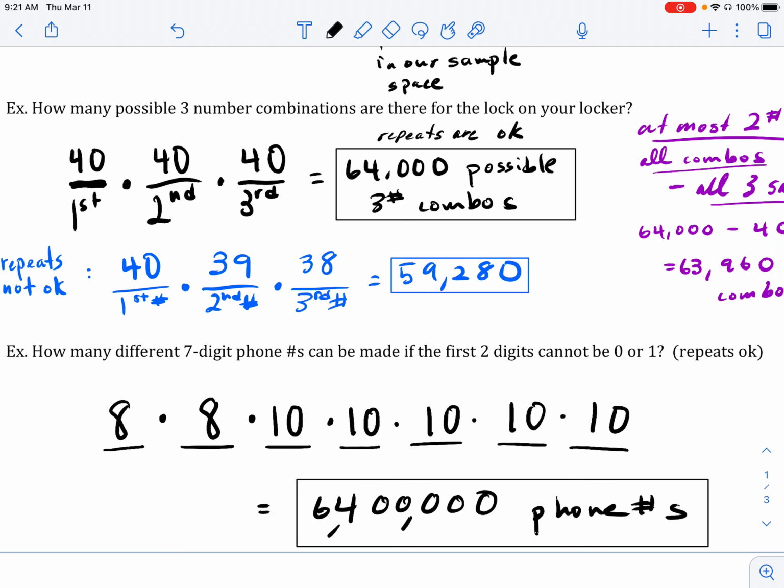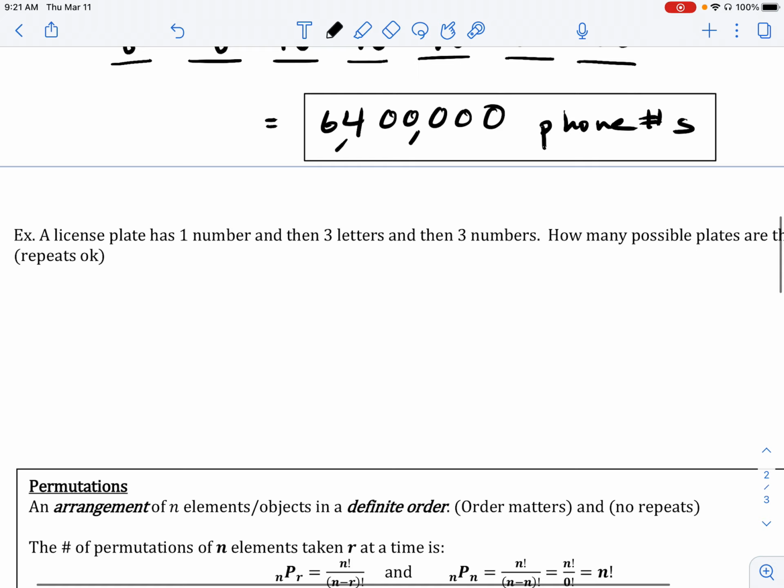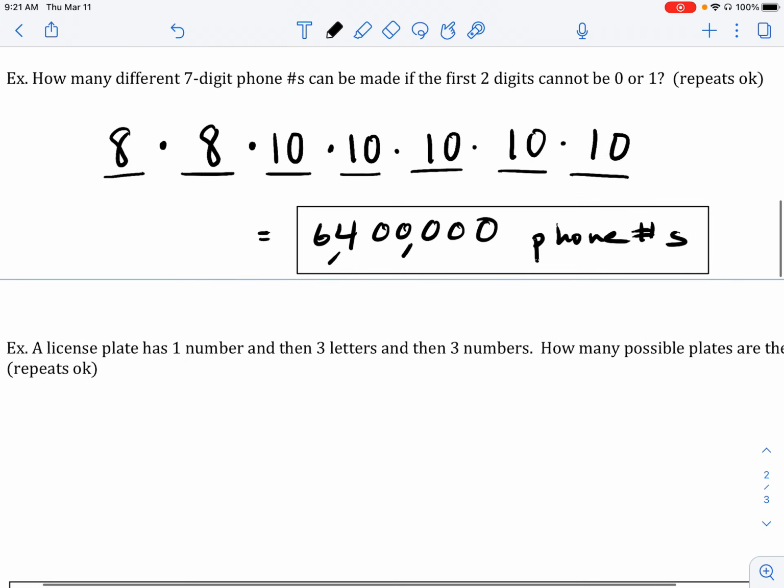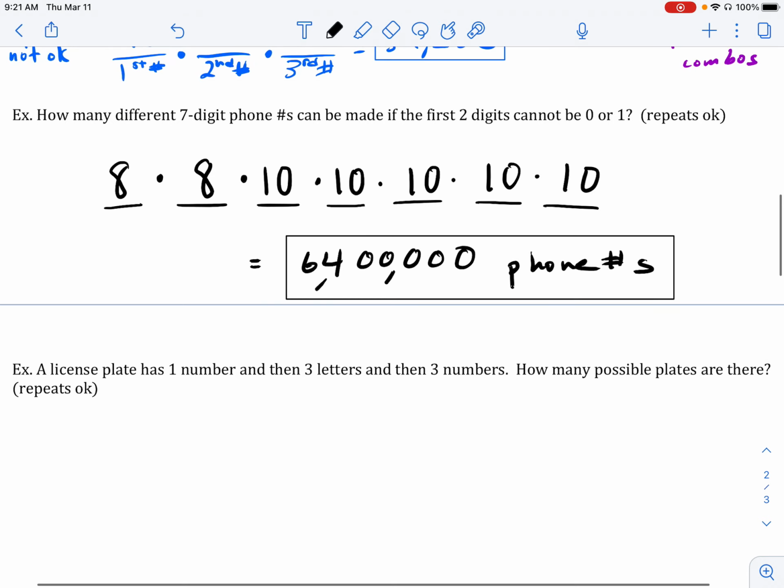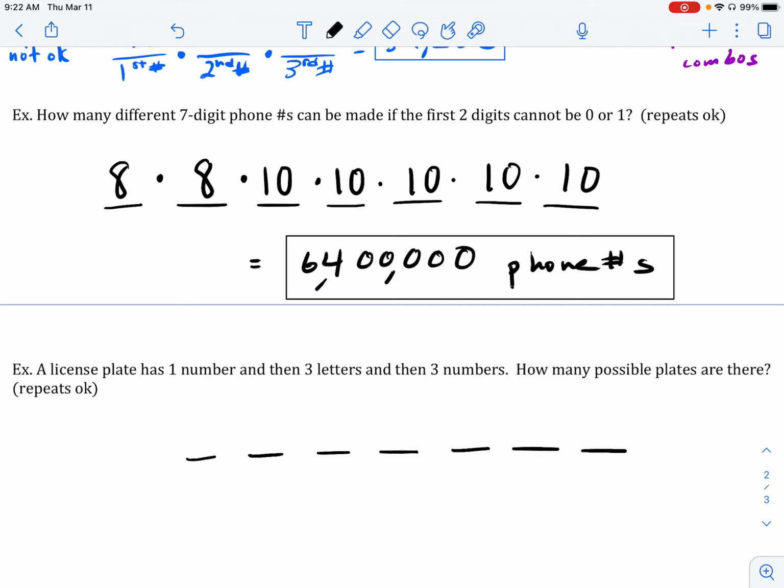Okay, let's try one more example before we start talking about permutations. Let's look at a license plate, and it has one number, then 3 letters, and then 3 numbers. This is typically how it's done in the state of California, if I'm not mistaken. We're going to have a total of 7 spots. Let me write those out. In the first spot, you can have one number. Then in the next 3 spots, you have to use 3 letters. And in the final 3 spots, you've got to have 3 numbers. And repeats are okay here. So pause this video and go ahead and try this problem on your own first.